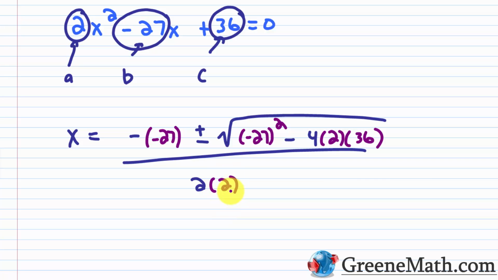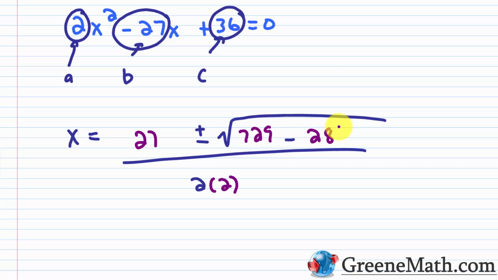The negative of negative 27 is 27. Okay, so that's easy enough. Negative 27 squared is 729. So this would be 729. Negative 4 times 2 is negative 8. And then negative 8 times 36 is negative 288. So this is basically minus 288. If I do that calculation real quick, I'm going to get 441, right? 729 minus 288 is 441. If I took the square root of 441, I would get 21. Okay, so this is 21 here. And then 2 times 2 is 4.